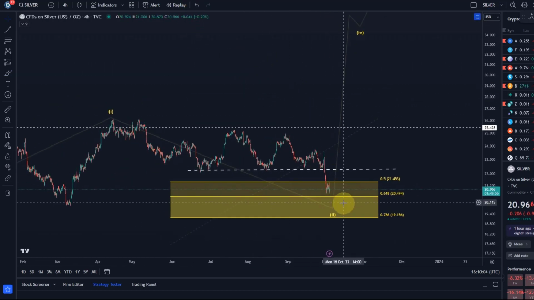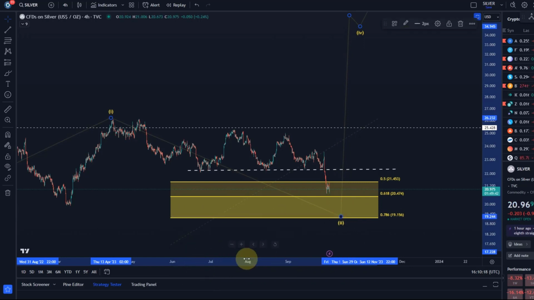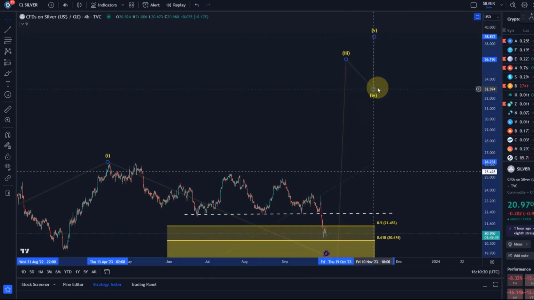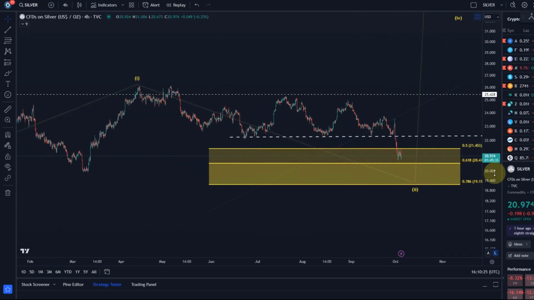So if we assume we are in a wave 2 pullback, then in this scenario I really don't want the price to go below $19.15. It can still go lower, but after that move down, I do expect at least a bit of a relief rally. So the base case is still bullish, but we're tracking lower until we see a first impulse. I hope that makes sense.